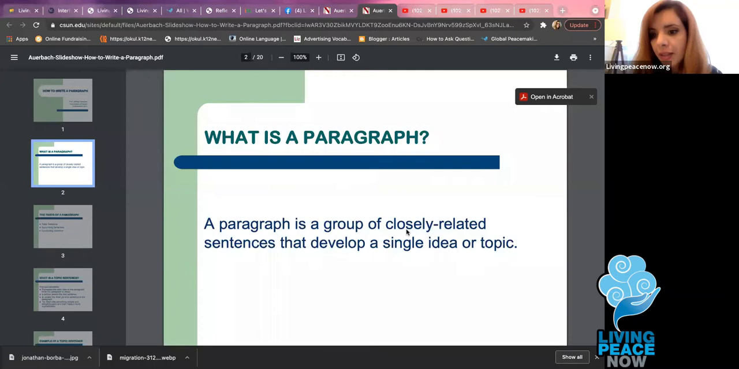So sentences that are related, as Asma said, coherence and cohesion. So they are related in meaning and they are about the same idea or topic. This is in a paragraph. When it comes to an essay, it is something else. We can do essay next time.